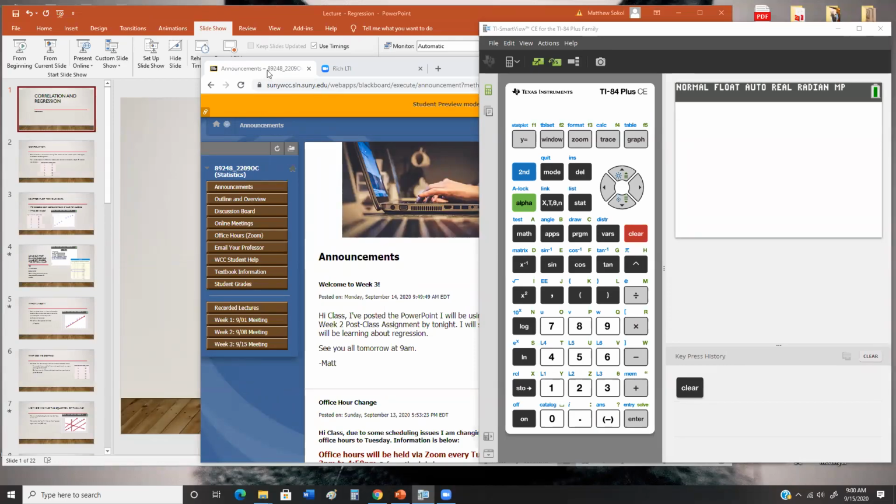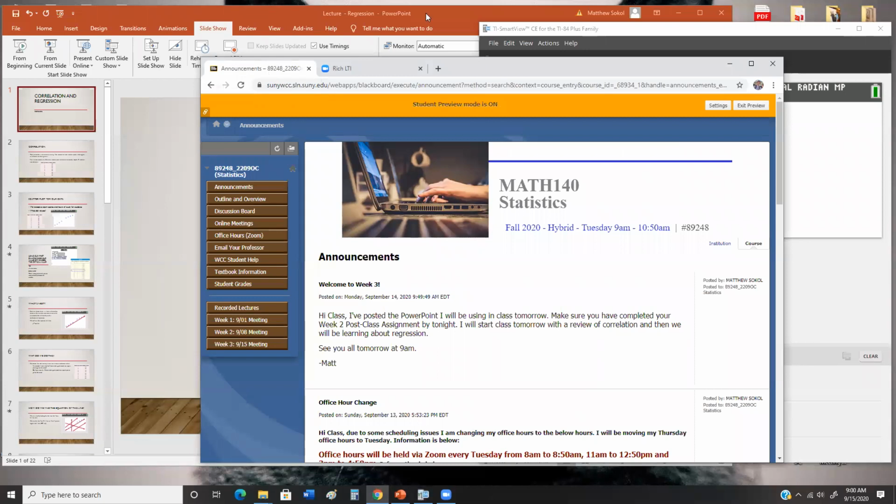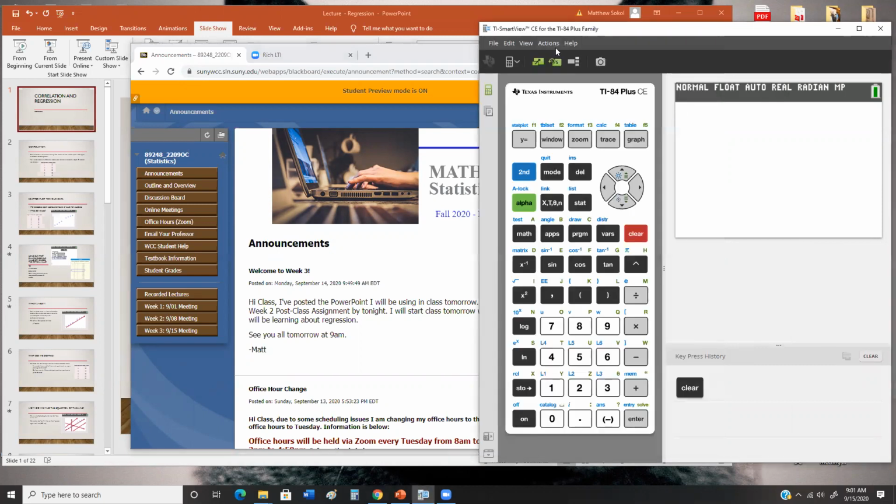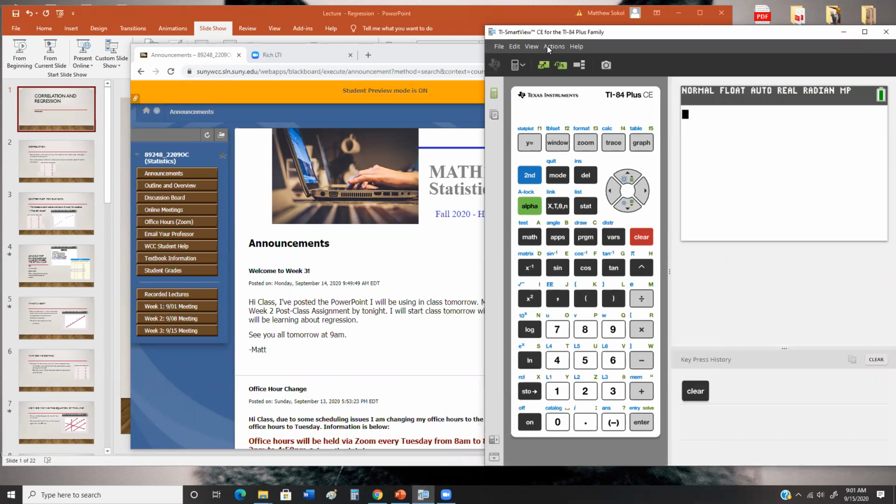So today what we want to do is continue what you were learning in week 2 about correlation and expand on it with the topic of regression. How many people have their graphing calculator with them today? All right, well, I hope you guys do. We're going to use your graphing calculator a ton today.